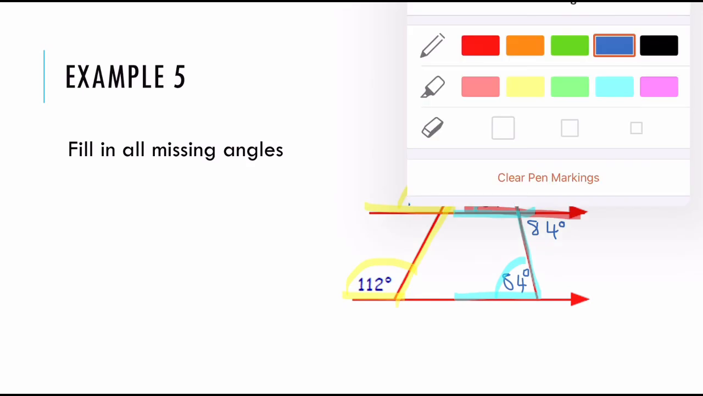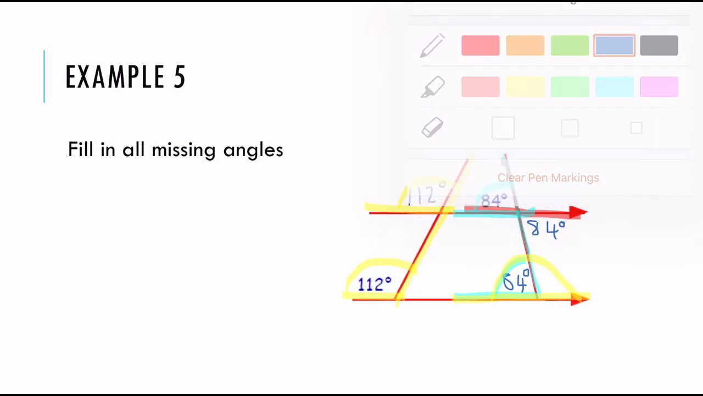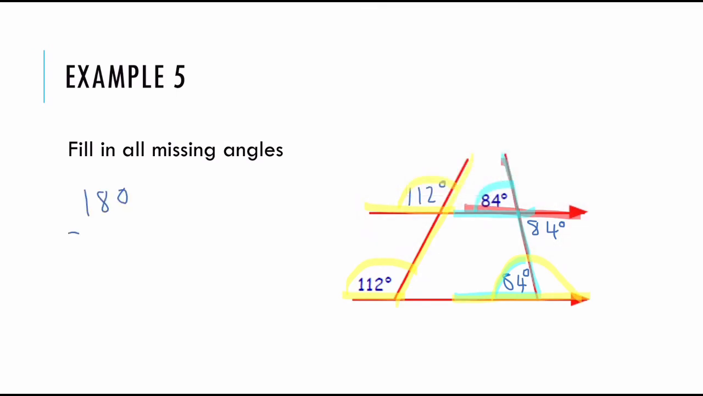Okay, on to straight lines then. I can spot a straight line down here. So if I do 180, take away 84, that gives me 96, which means that this angle in here must be 96 degrees. Using an F angle, I can also fill in 96 up here, and using an X angle, I can fill in 96 here.